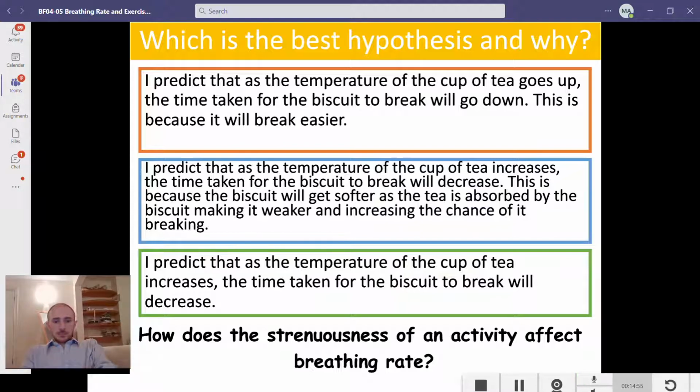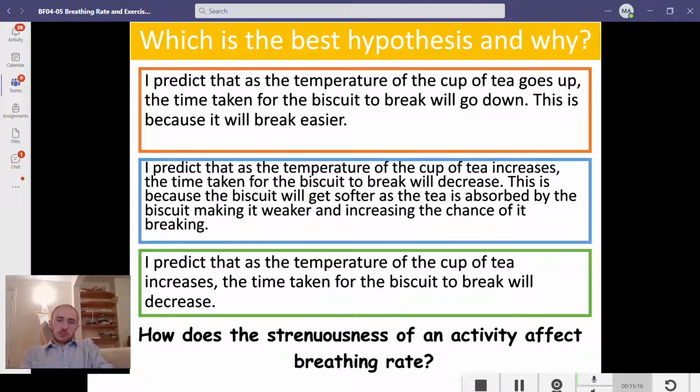Right. So, I predict that as the temperature of the cup goes up, the time taken for the biscuit to break will go down. This is because it will break easier. And that's a perfectly good hypothesis. The first thing a hypothesis has to have is a prediction in it. It has to have what you think will happen. And they've given a reasonable enough reason why it happens.